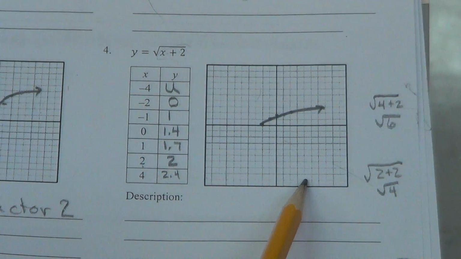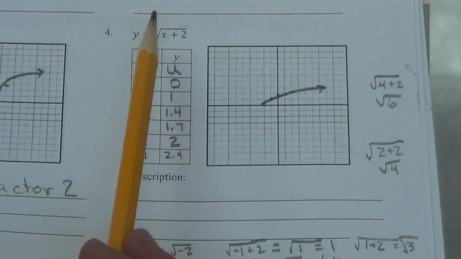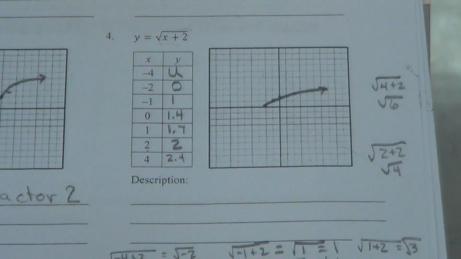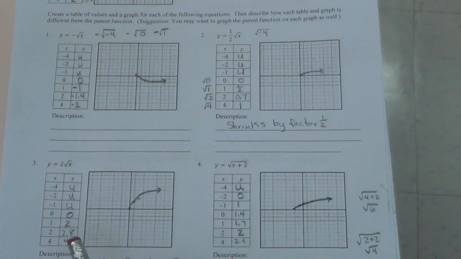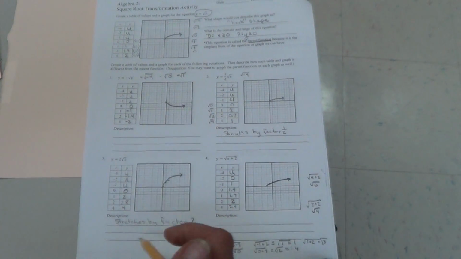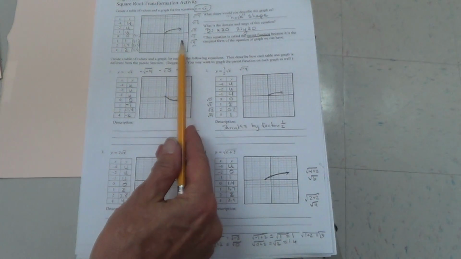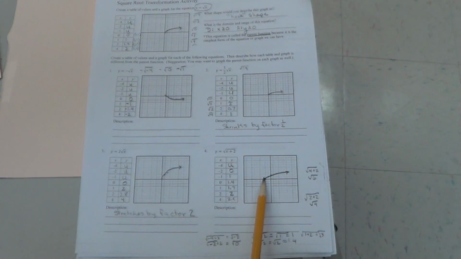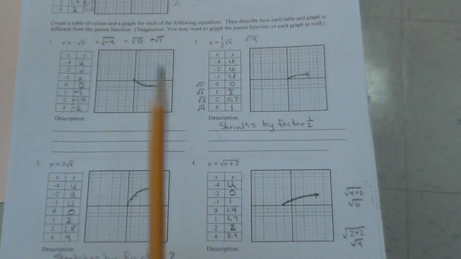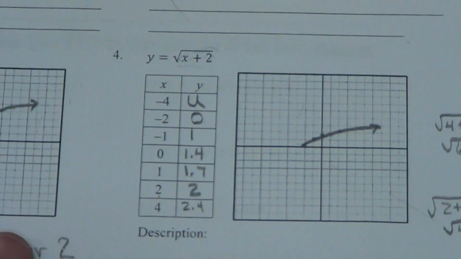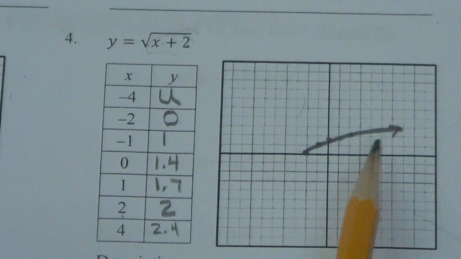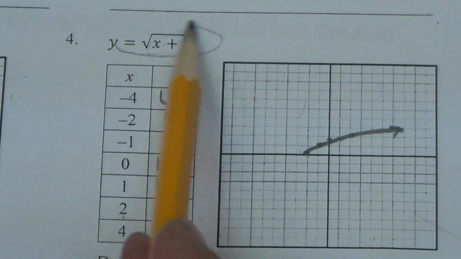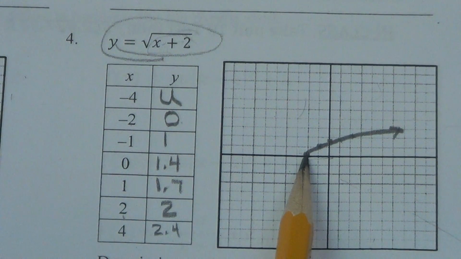What has happened from our parent graph over to our radical x plus 2 graph? Take a minute to look at that. Do you see how it looks like about the same curve? But it's just been shifted over to -2. Now let's look close at the equation. What has caused that shift to -2? What in here has caused this shift to go -2?